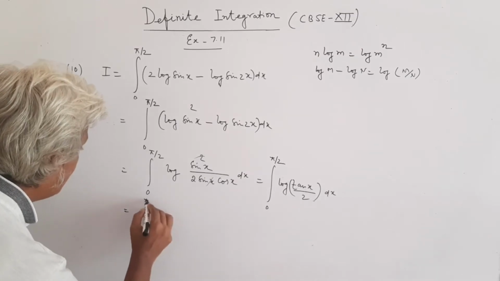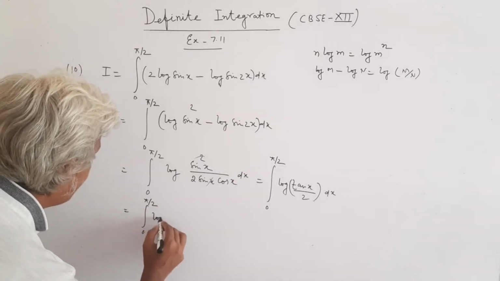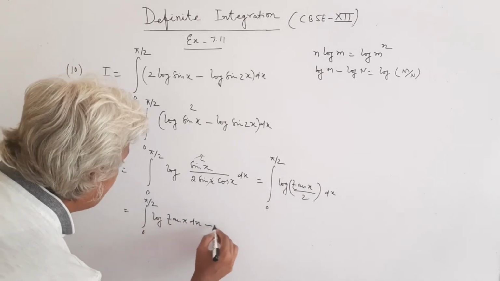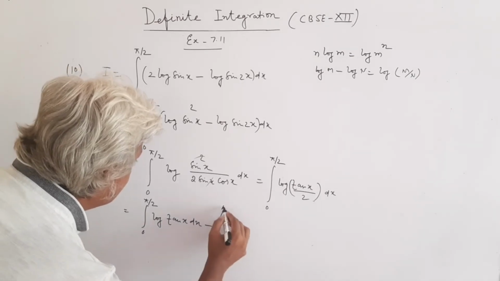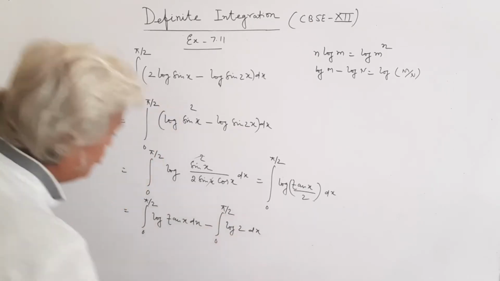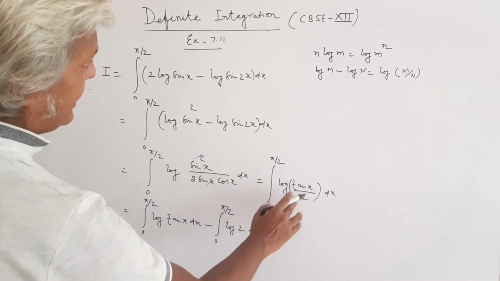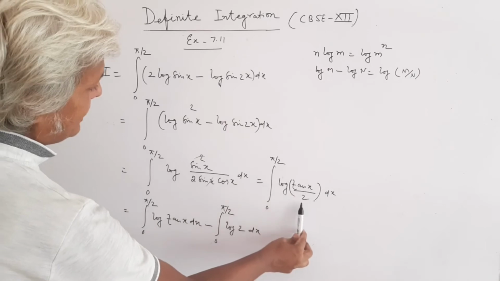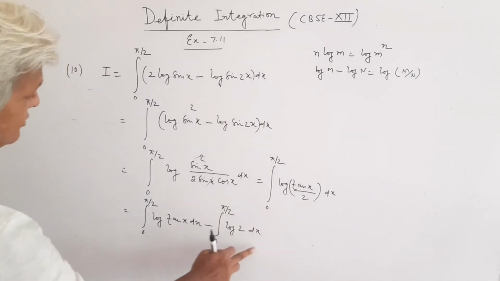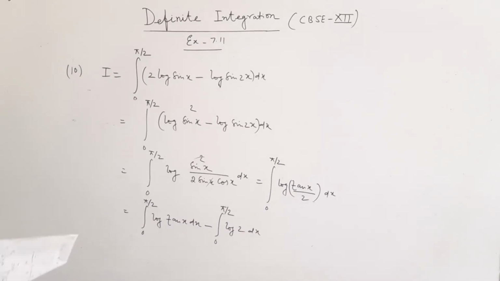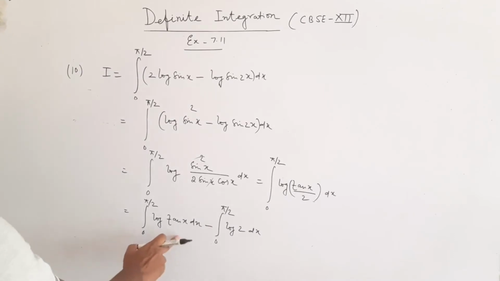and this can be written as integral from 0 to pi by 2 of log tan x dx minus integral from 0 to pi by 2 of log 2 dx, because log m upon n is again log m minus log n. So we get log tan x minus log 2. Now I need to clear some space. So I just directly solve, because this question we can, log 2 is constant, can easily solve. I have to pay attention for this one.